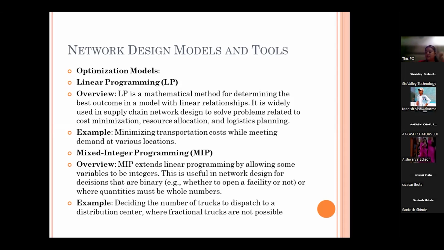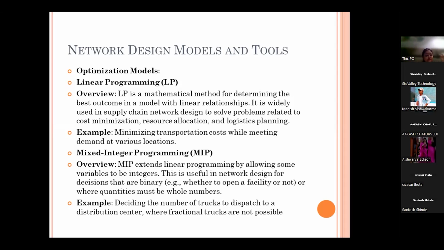An example of this optimization model is minimizing the transportation cost while meeting the demand at various locations. If we need to meet the same demand at different locations, which route will they use, which route will the cargo go, so we can have the minimization of transportation cost. So this is linear programming. This is only one example we are discussing here.